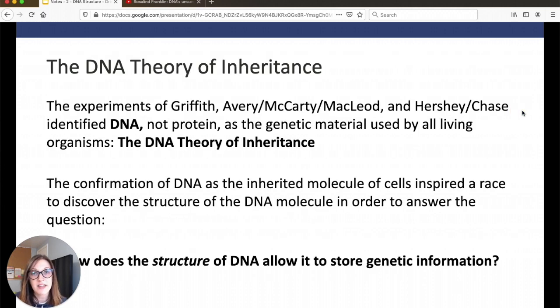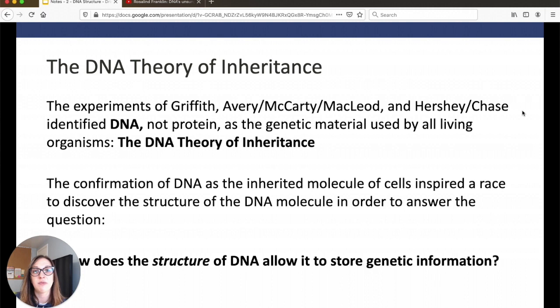So the experiments that we've learned about so far, which were conducted by Frederick Griffith, the Avery McCarty-McLeod team, and Hershey Chase, identified that the molecule DNA, not protein, is the molecule that stores all of the genetic information used by all living things. This was essentially summarized as the DNA theory of inheritance. And the confirmation of DNA as this molecule inspired a race to discover the structure of the DNA molecule itself.